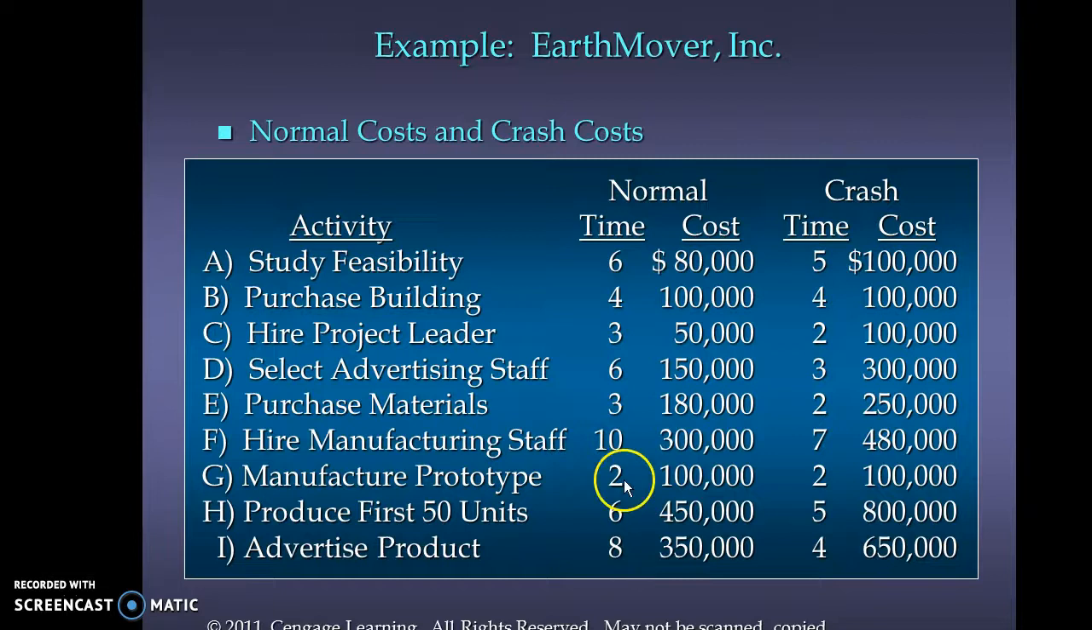Okay, so when we do this sort of thing, we identify the normal time and the cost associated with something. This cost variable is new to us. And the crash cost. Now notice here that activity A, in terms of a set of activities here, normal time would be 6 units, whatever they are. The crash time would be 5. We're getting 1 week out of it. But it's going to cost us $20,000 more to get that additional week.